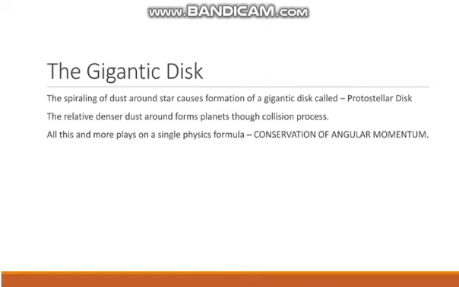The protostellar disk. The swirling of dust around stars causes the formation of a disk called the protostellar disk. The relatively denser dust forms planets through collision processes. All this and more plays on a single physics principle: conservation of angular momentum.